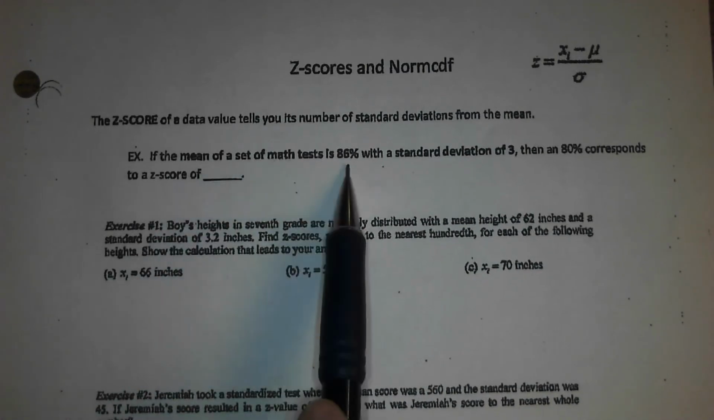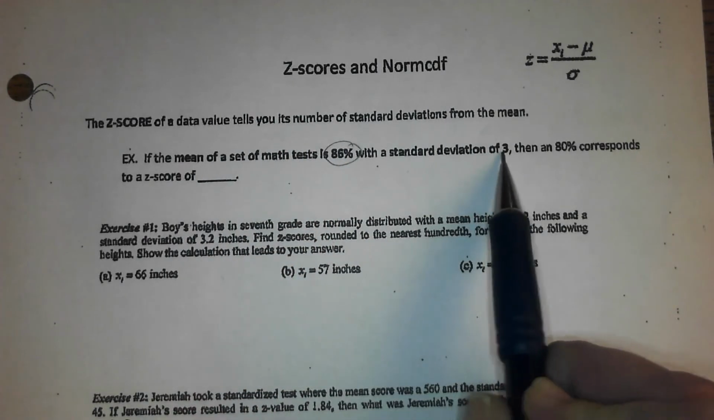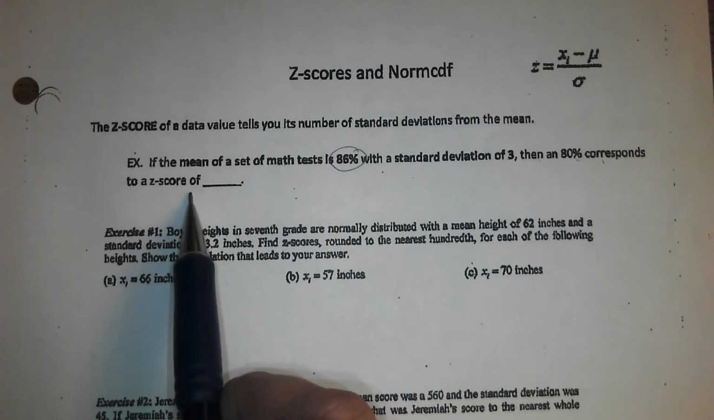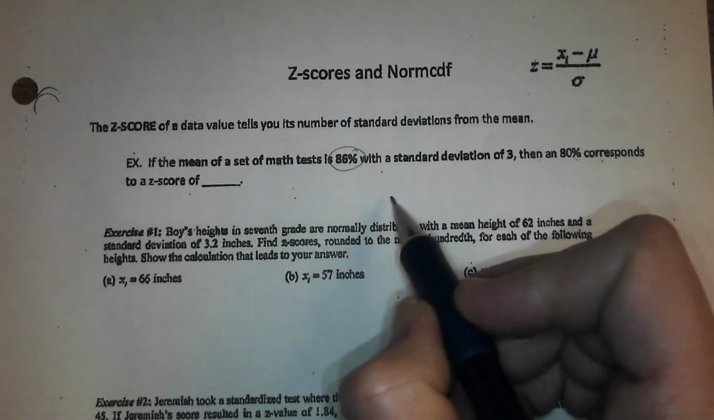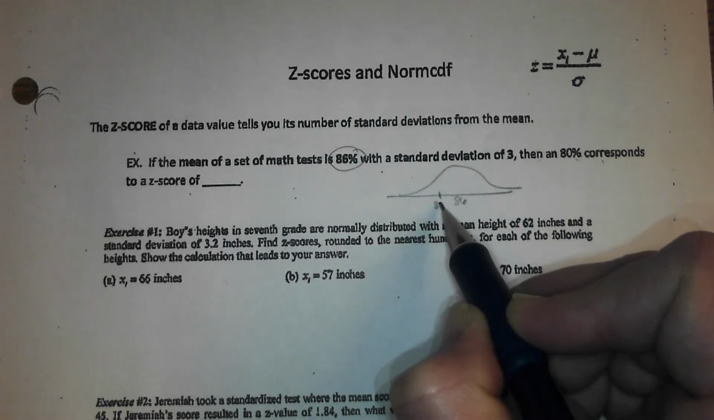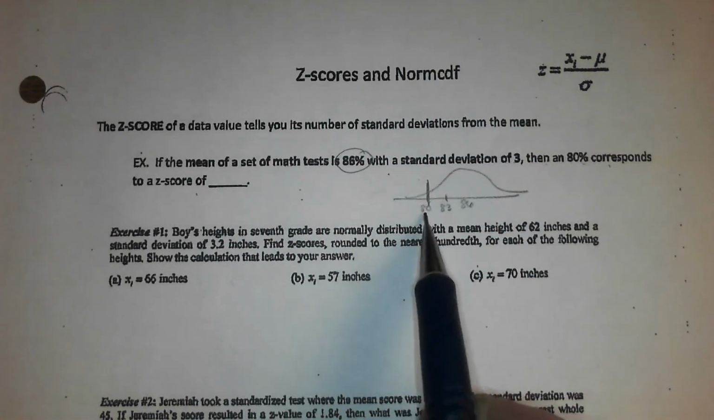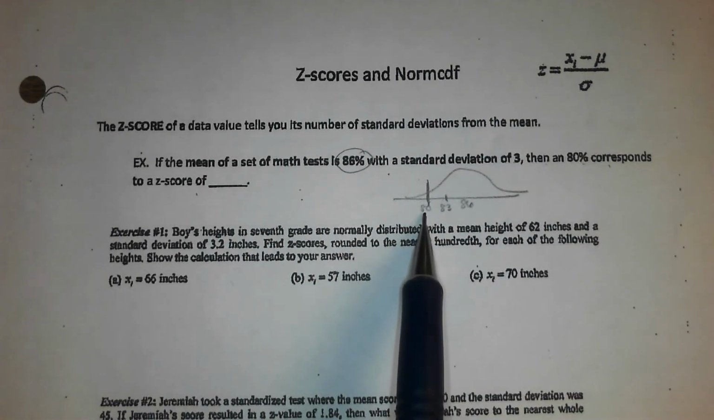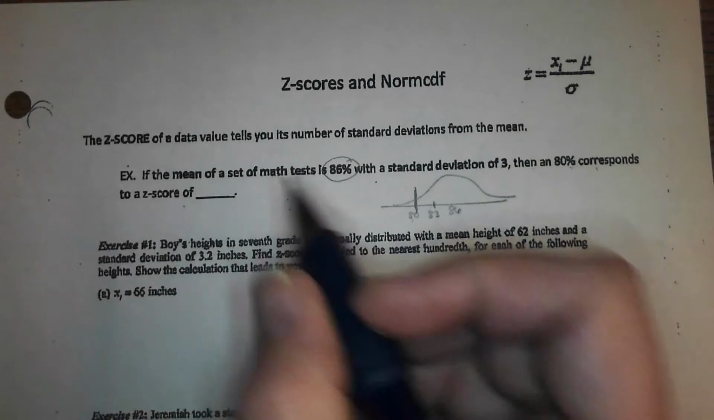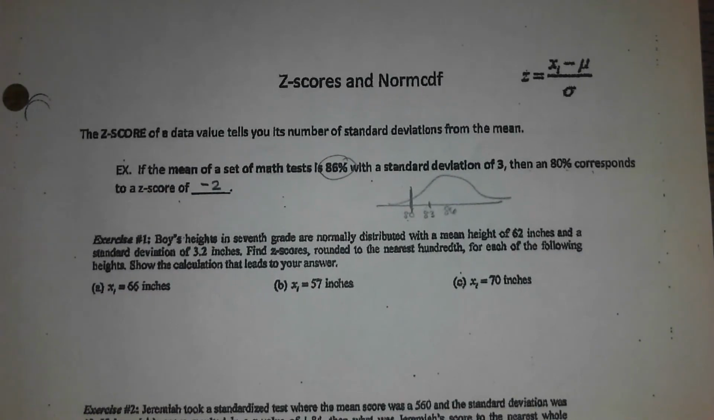So if the mean of a set of math tests is 86% with a standard deviation of 3, then an 80% corresponds to a z-score of what? So here's your 86, and then 3 below puts you at 83. 3 more below puts you at 80. So what's the z-score of that? -2. The z-score is how many standard deviations it is. So a z-score of -2. And that's what I'm talking about. We've been doing those already.